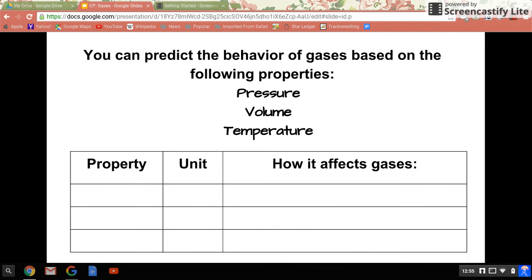I want you to copy this chart into your note section. This chart, we're going to go through three different properties that affect how gases behave, which include pressure, volume, and temperature. As we go through and I talk about each of them, I want you to write the property down, include the unit that we'll be using when we do gas law problems for that type, and then how it actually affects the gases. So what is the relationship between that property and how it relates to gases?